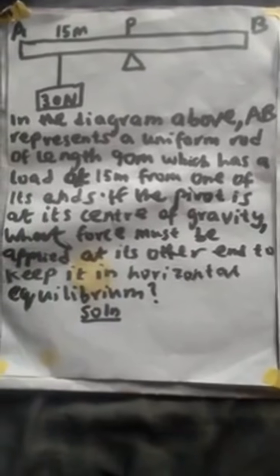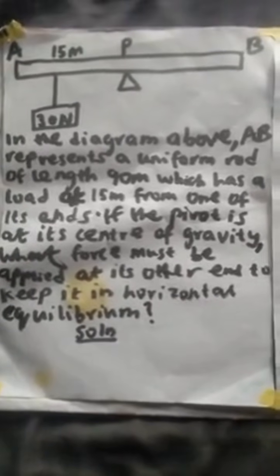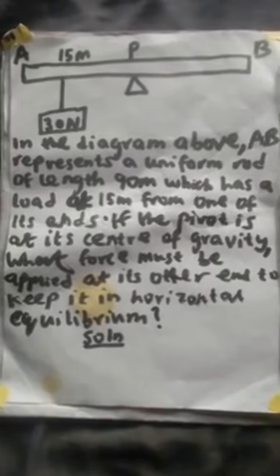In the diagram above, AB represents a uniform rod of length 90 meters, which has a load at 15 meters from one of its ends. If the pivot is at its center of gravity, what force must be applied at its other end to keep it in horizontal equilibrium? So there's something we call moment of force.